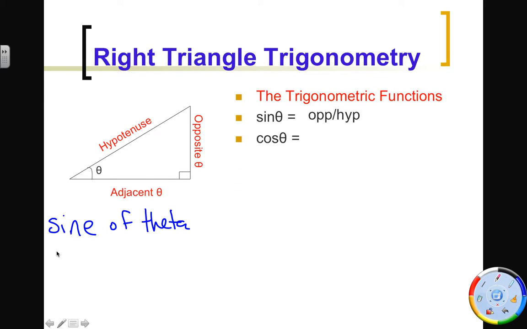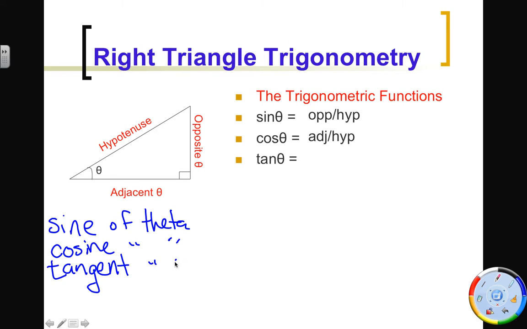All right. The next one is cos, and this is cosine of theta. And cosine of theta is the other sides here. This is the adjacent side divided by the hypotenuse. And then lastly, on this particular set, this is tan or tangent. Okay, this is tangent of theta. And tangent of theta is actually just a ratio of sine and cosine. So it ends up being the opposite divided by the adjacent side.